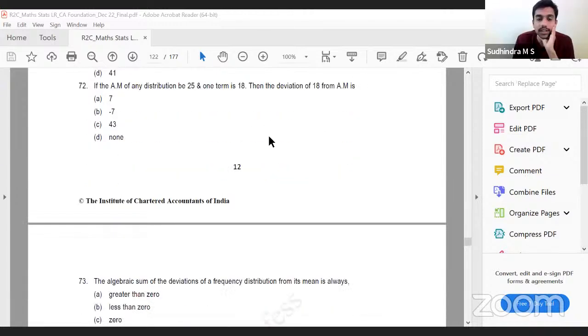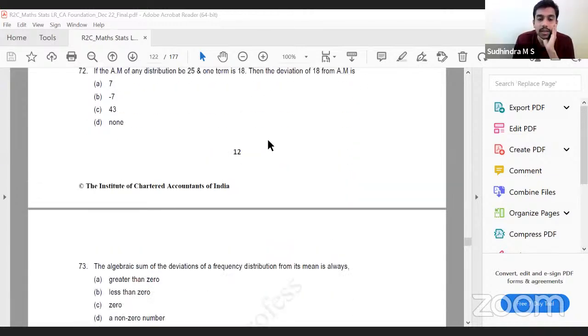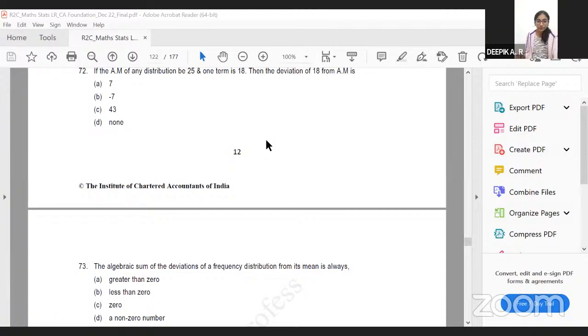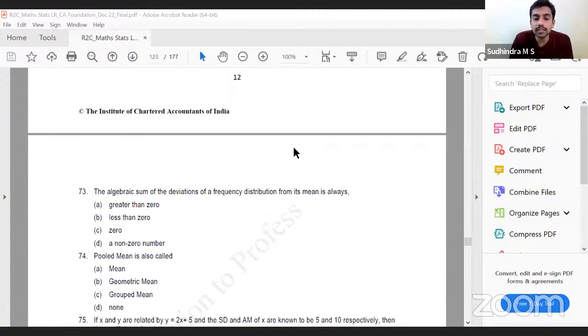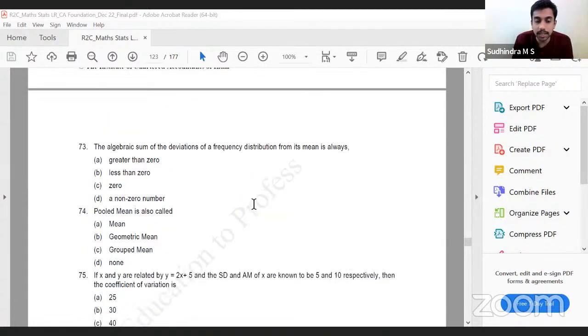This is 72. Next one, 73. Algebraic sum of deviations of a frequency distribution from its mean is always 0. That is the property that we have discussed. Pooled mean is also called grouped mean, combined mean.